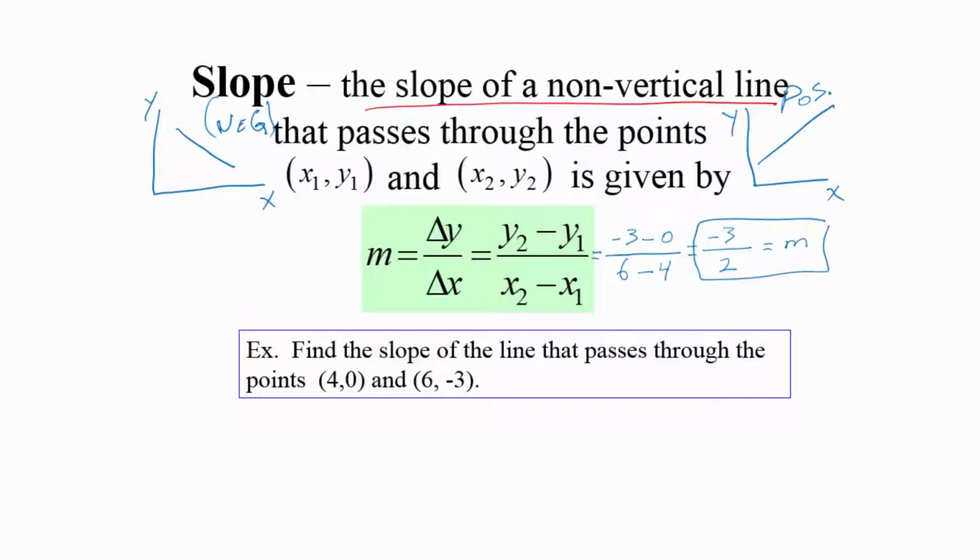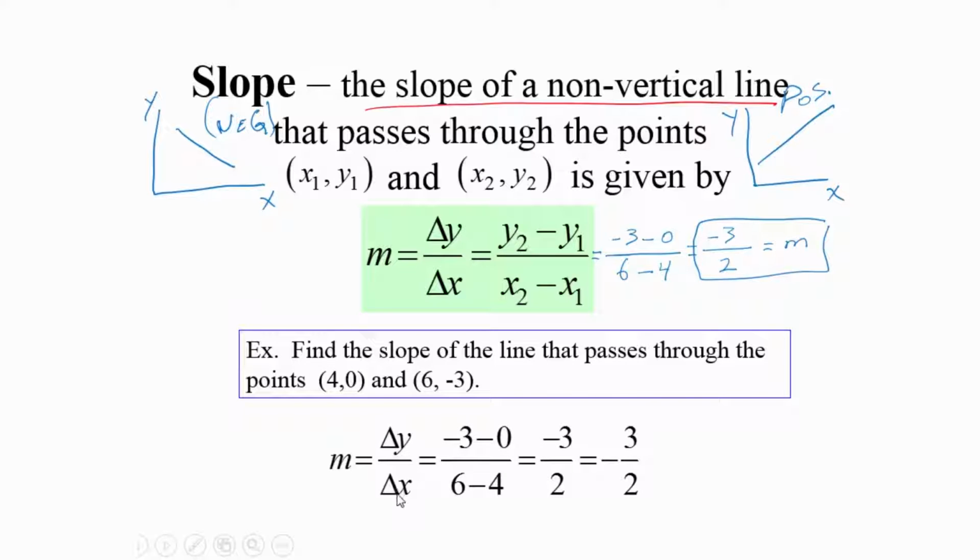Okay. So find the slope of the line that passes through these points. It would be minus 3/2. Changing y over changing x: minus 3 minus 0 over 6 minus 4, which is minus 3/2. That's the same thing we found here.